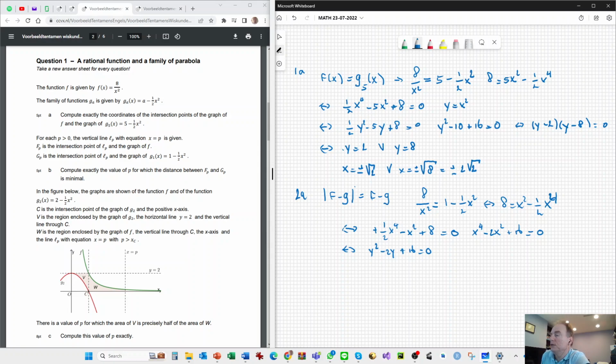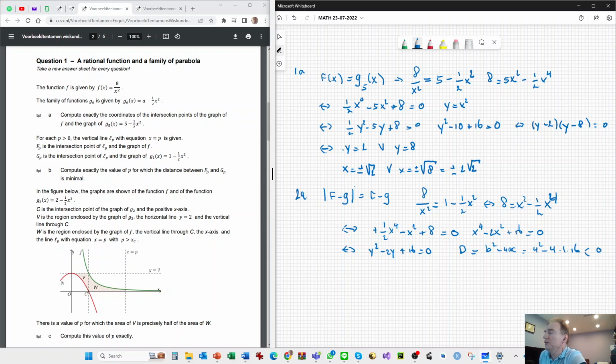Okay, looks good. And now let's look at the discriminant. We want to figure out whether or not this equation has a solution. And if f is always larger than g, there's actually no solution. So it's b squared minus 4ac with these coefficients. So that's actually 4 minus 4 times 1 times 16.